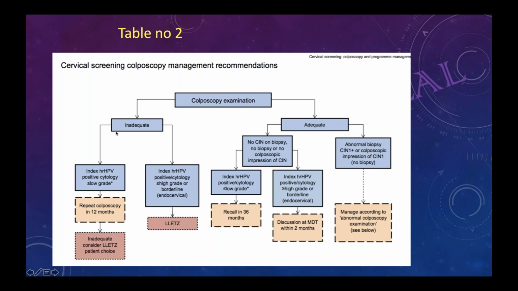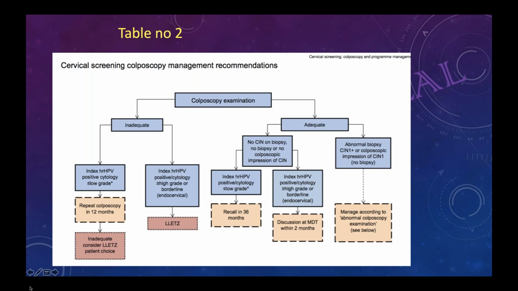Inadequate, we are not able to see the transformation zone completely. Okay, so first you have to understand this. Now by this time you all know. So now this is table 2, and I will break this table into 3 parts. First I will explain this part of the table.